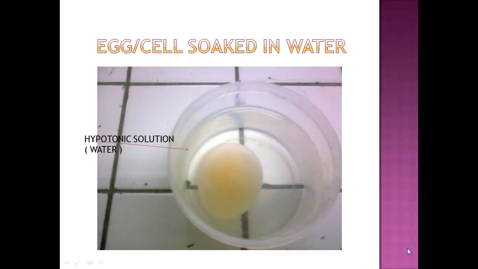On the other hand, the egg soaked in plain water gets bigger in size since the outside solution of the egg is hypotonic, meaning the concentration is low compared to the solution inside the egg. The tendency is that water from outside the egg will rush in towards the inside of the egg, making it swell.